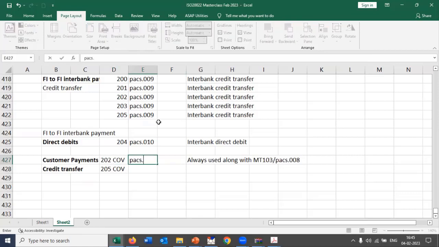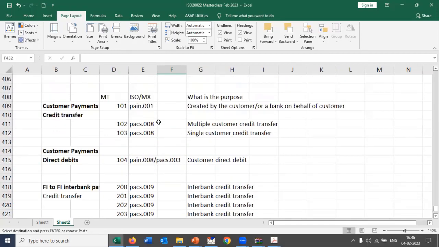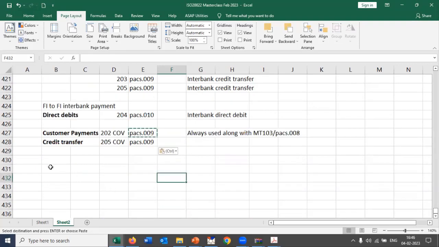Equivalent of that is my message type called PAX009. These are the equivalents so far as the messages to move the money are concerned. Any questions before I go to non-value? These are value messages in the sense they move money. All these move money in MT, in ISO. Any questions before I go to the non-value?